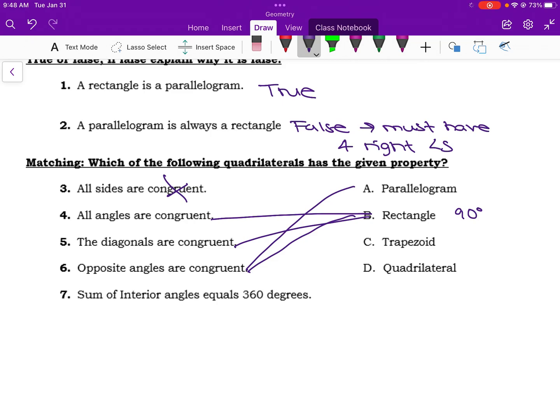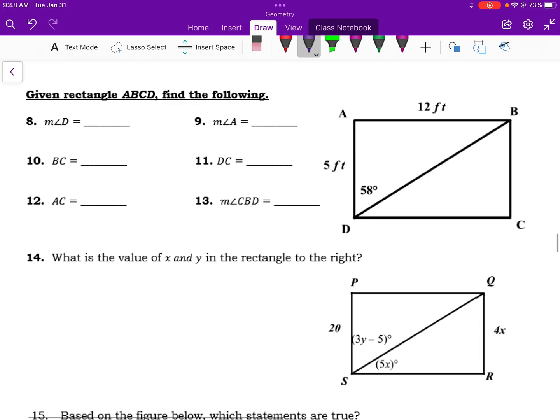Sum of interior angles adding to 360, that would be a quadrilateral, which is 4 sides, also a trapezoid, also a rectangle, also a parallelogram. So because these are all 4-sided figures, they will all have interior angles adding to 360. Cool. Now let's look at some application.